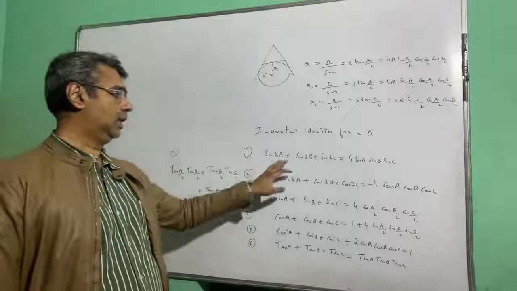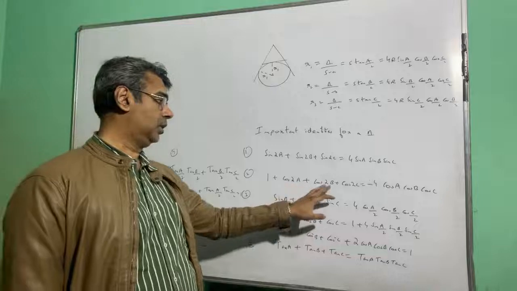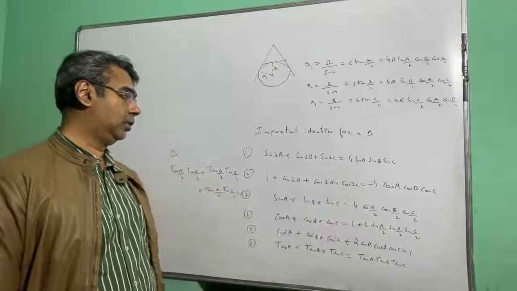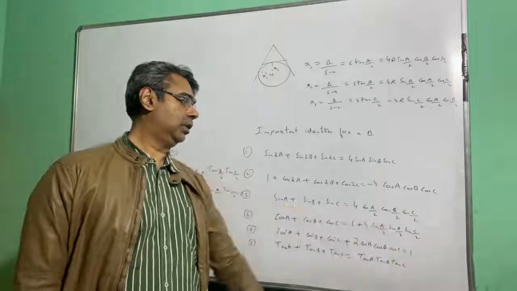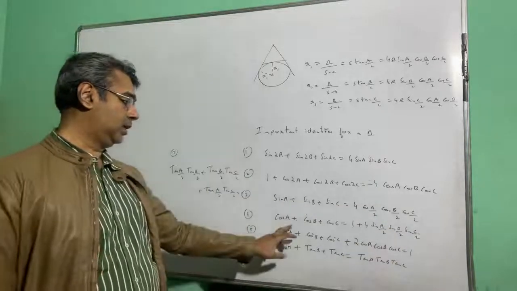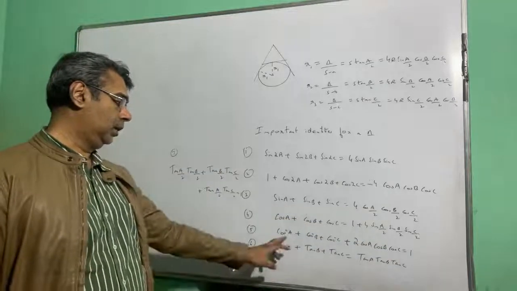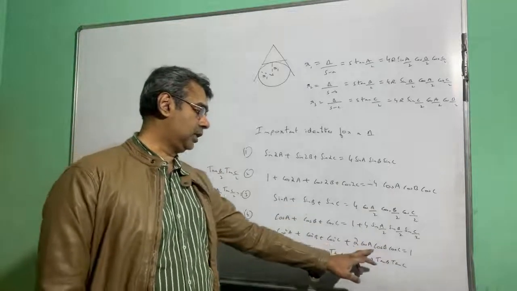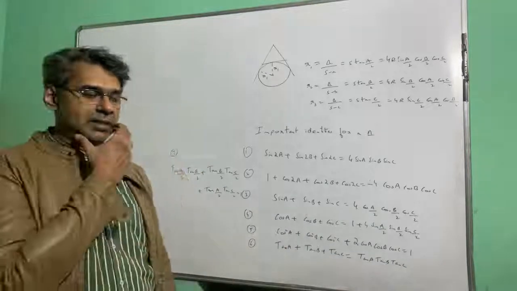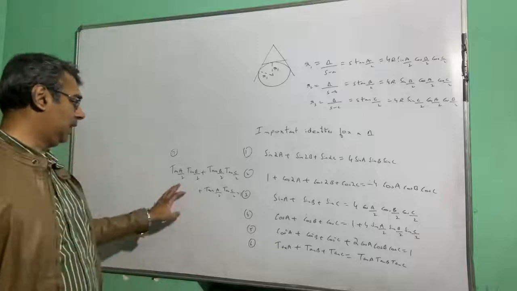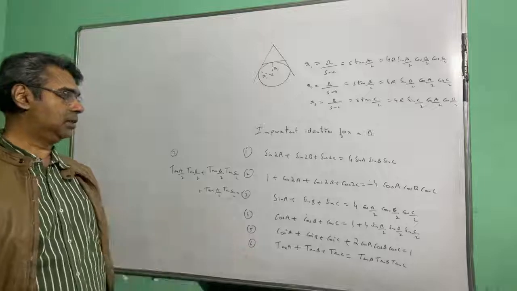Okay. So sin 2A plus sin 2B plus sin 2C is 4 sin A sin B sin C. 1 plus cos 2A plus cos 2B plus cos 2C is minus 4 cos A cos B cos C. Sin A plus sin B plus sin C is 4 cos A by 2 cos B by 2 cos C by 2. Cos A plus cos B plus cos C is 1 plus 4 sin A by 2 sin B by 2 sin C by 2. Cos square A plus cos square B plus cos square C plus 2 cos A cos B cos C is 1, and tan A plus tan B plus tan C is tan A tan B tan C. And the last one is tan A by 2 tan B by 2 plus tan B by 2 tan C by 2 plus tan A by 2 tan C by 2 is 1.